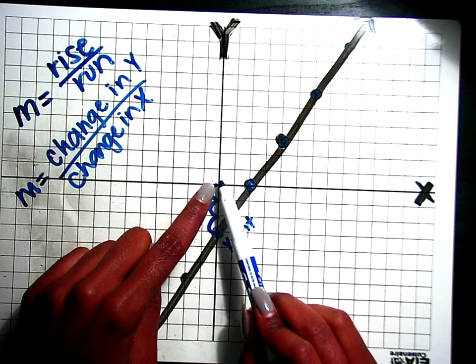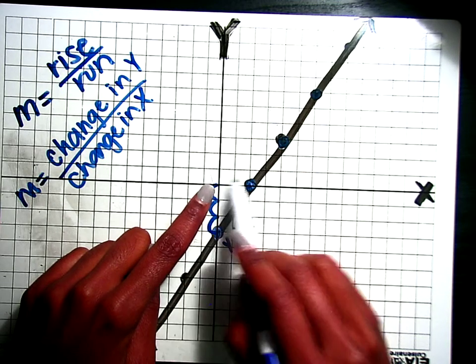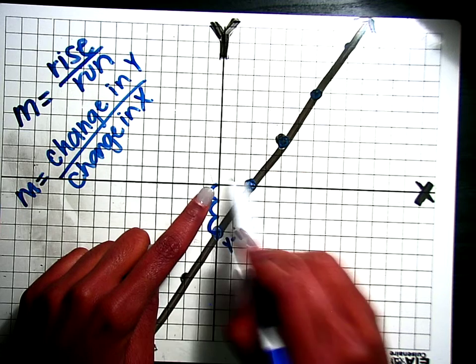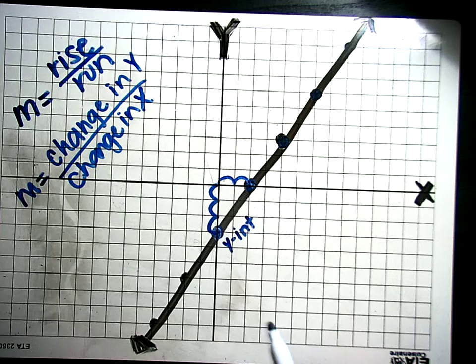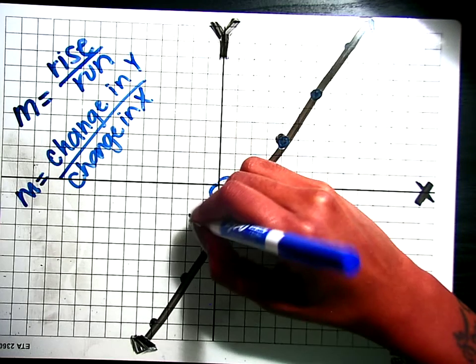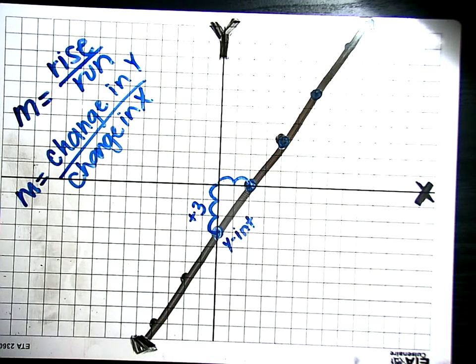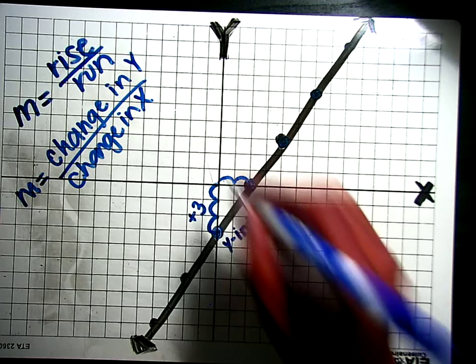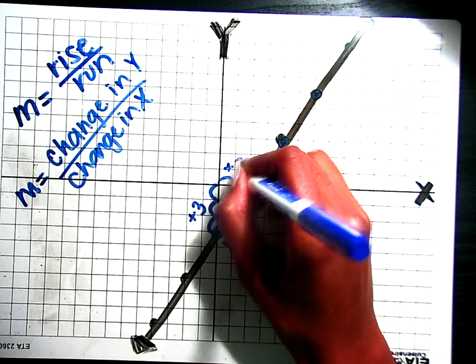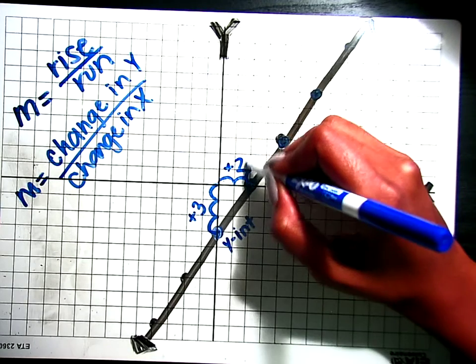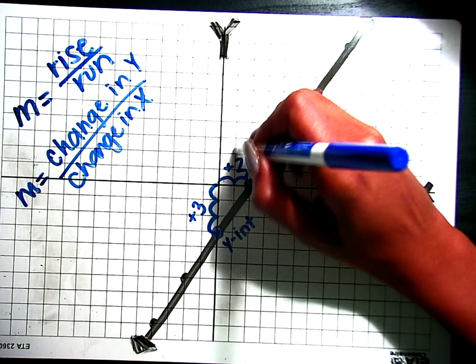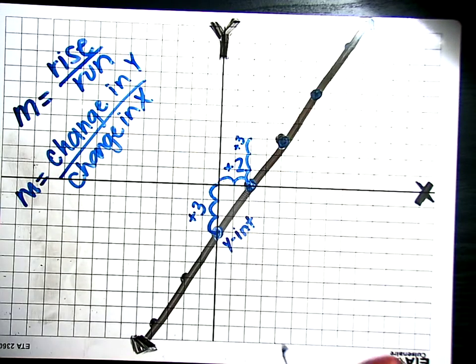Same thing when you do the change in x. How much do we have to move over to get from this point to this point? So 1, 2. So our change in y was up 3, and our change in x was to the right 2. And we can double check by keep going. 1, 2, 3, so we went up 3.